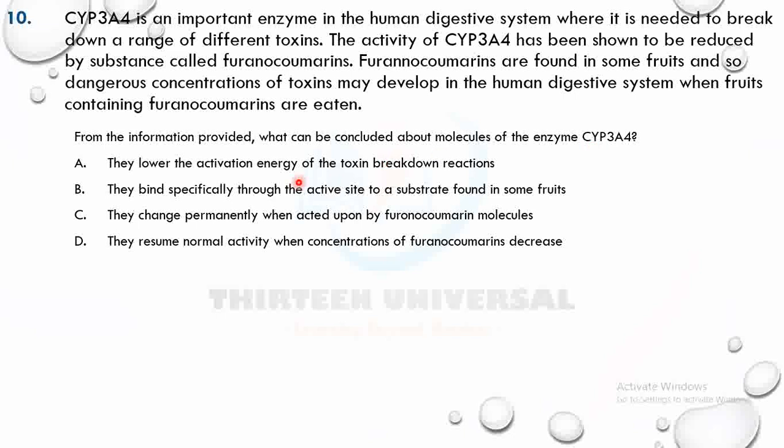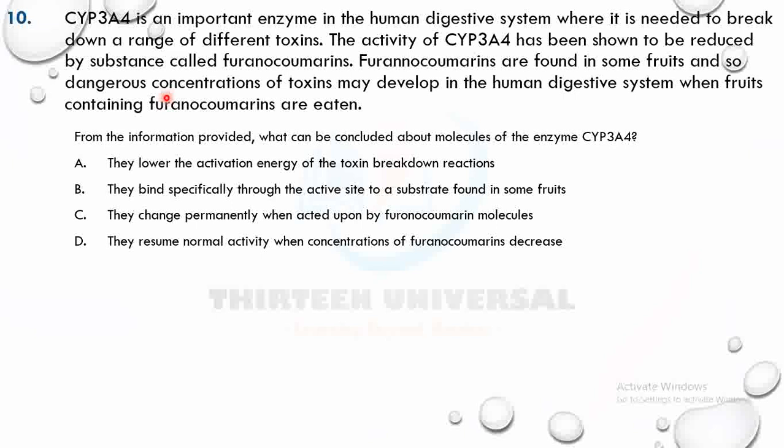Okay, A says they lower the activation energy of the toxin breakdown reactions. Yes, A is correct, because all enzymes lower activation energy. Okay, but why are B, C, D wrong? B said they bind specifically through the active site to a substrate found in some fruits. And remember, they said it is needed to break down different toxins.